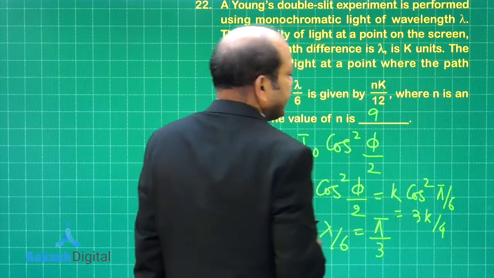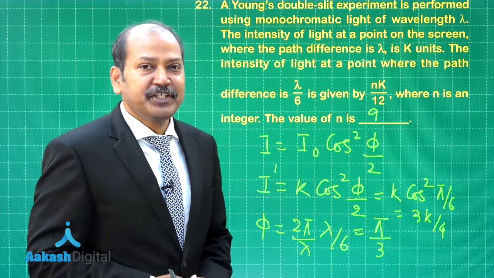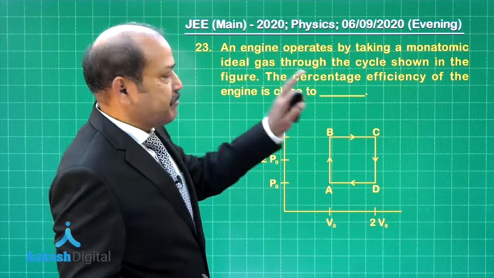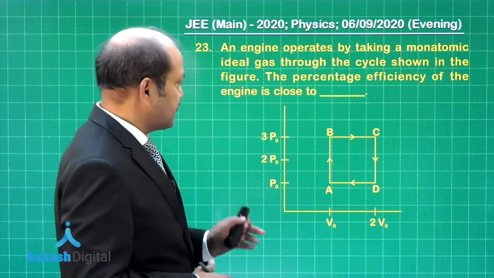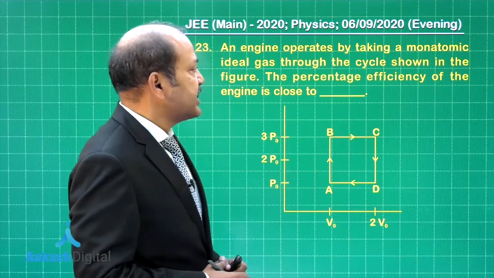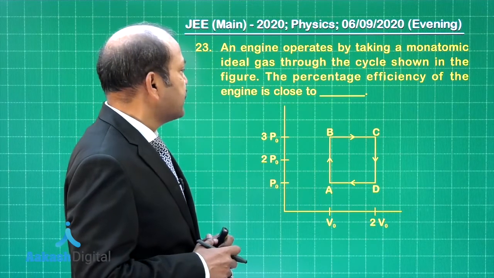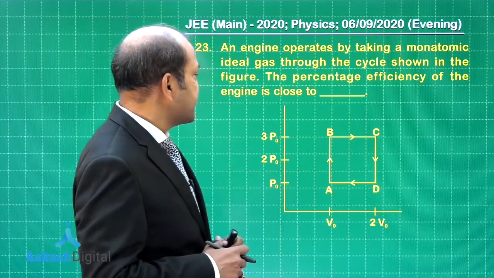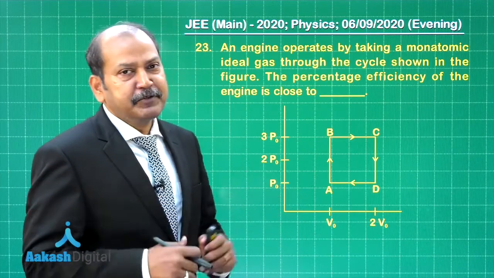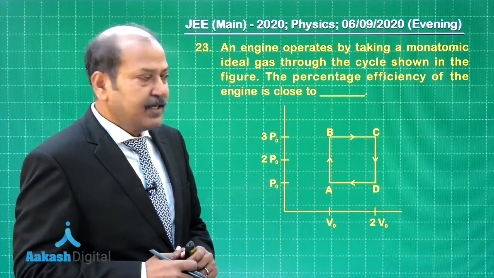Let's fill in 9 here, and we can now go to question number 23. Question 23 is based on thermodynamics. Let's look at the statement of the question. It says, an engine operates by taking a monatomic ideal gas through the cycle shown in the figure. The percentage efficiency of the engine is close to. So we have to find the efficiency of the cycle which has been shown.